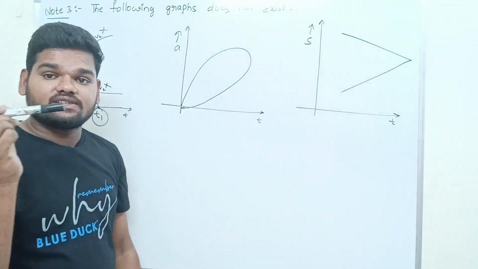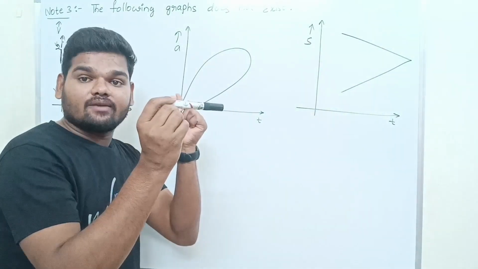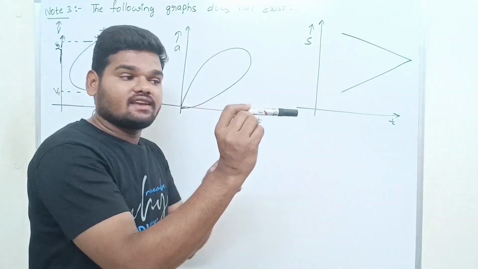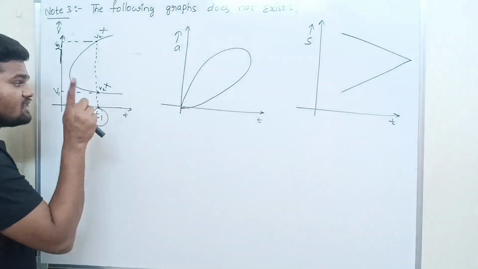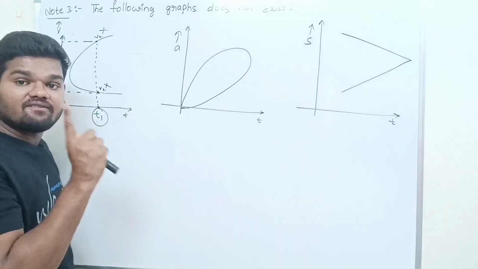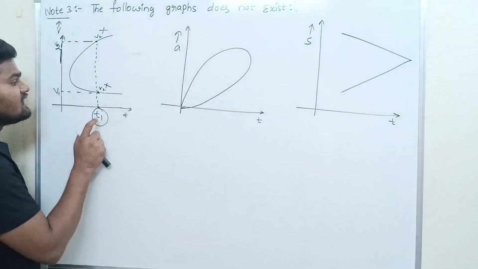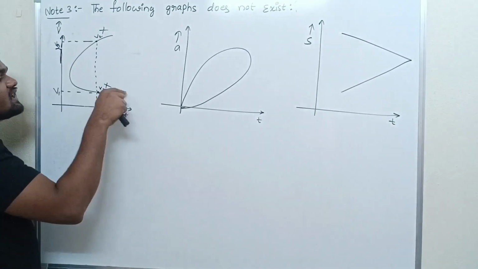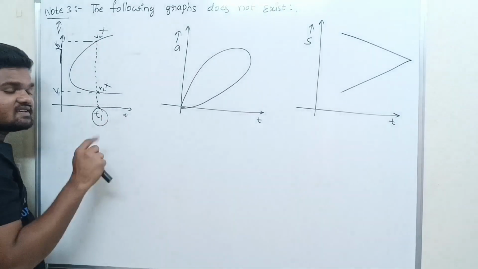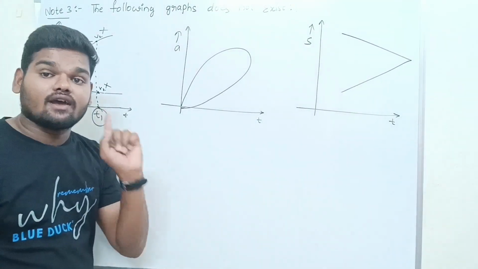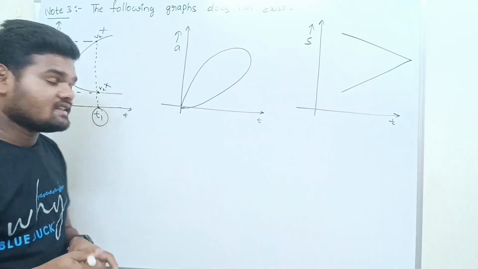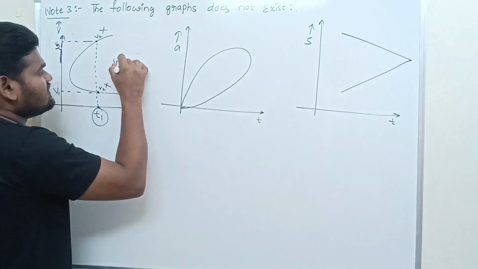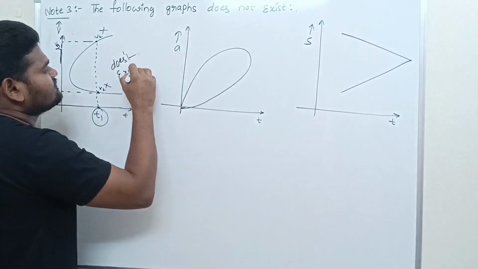Have a look. An object is moving like this. At a given time, at time t equals 2 seconds, it does not have two velocities. At a particular instant of time, the object has only one velocity. But in this graph, this object has two velocities at the same time. At the same time, the object does not have two velocities. Is it clear? That's why this graph does not exist.